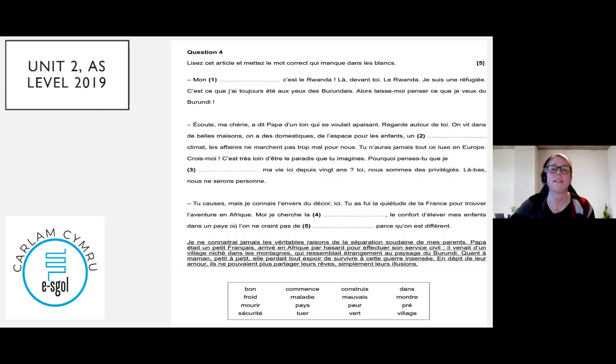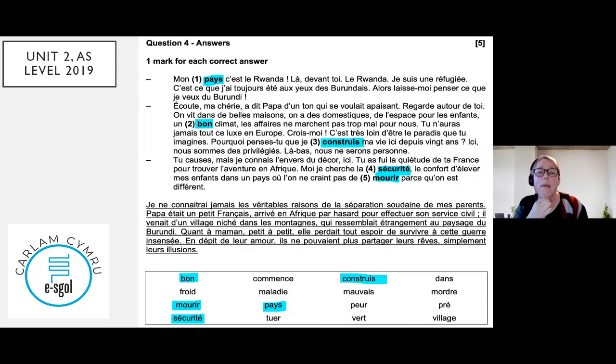Okay, I'm going to reveal the answers now. So we've got mon pays, numéro 1. It's Rwanda, that makes sense. As we said, masculine noun. Okay, un bon climat. Yeah, so adjective here, it's masculine. Froid could fit, un froid climat. You normally say un climat froid, so it would normally be the other way around, but also you're looking for something positive, like I was saying, yeah? Okay, so un bon climat, it goes really nicely there.